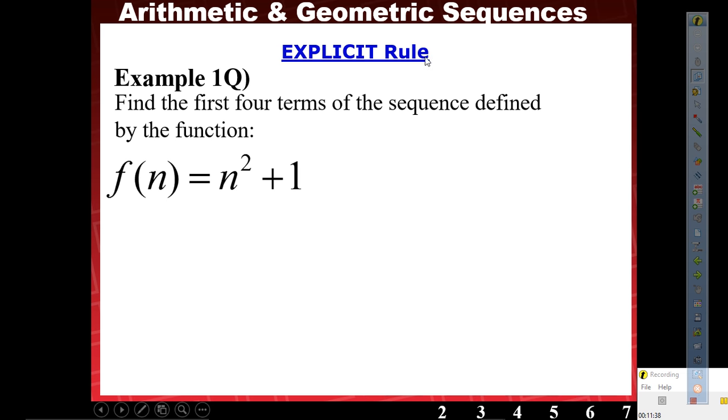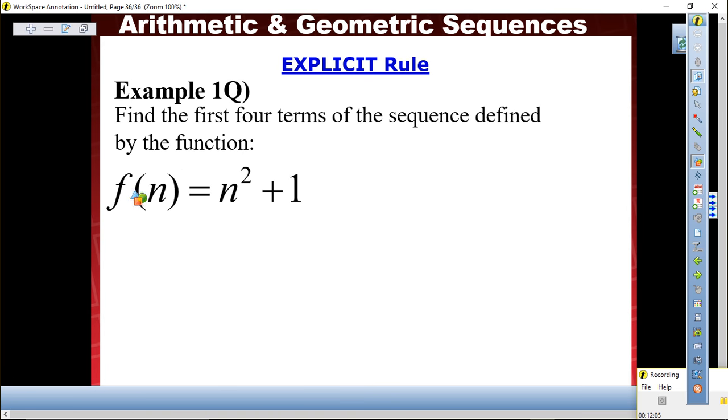I'm going to start with the explicit rule. Look up, please, or you're going to miss it. Here it goes. Explicit rule. Example 1Q. Find the first 4 terms of the sequence defined by the function f of n equals n squared plus 1. Now, this is a little bit familiar, but not quite. And as I've been showing for the rest of the day, let me make it so that it's a little bit more familiar. And I show it like this.